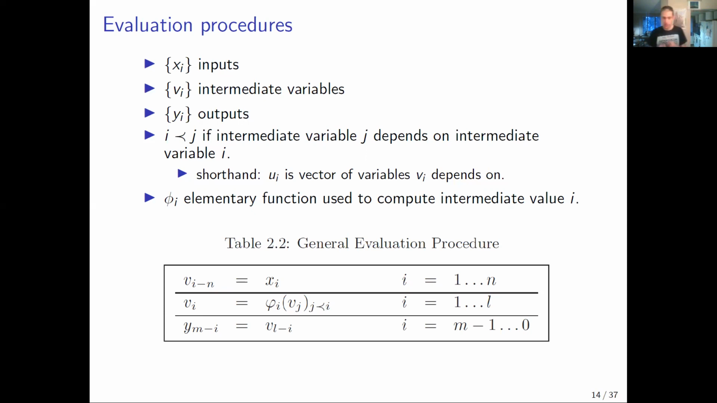Then once you've proceeded through the program and computed all these intermediate variables 1 to l, the final step consists of just assigning the output variables, the y's, based on the final intermediate variables. Then you have the output variables, and so you've completed evaluating the evaluation procedure. So this is a very simple model of an evaluation procedure. We just start out with some inputs, then repeatedly apply elementary functions, and then we end up with our outputs.